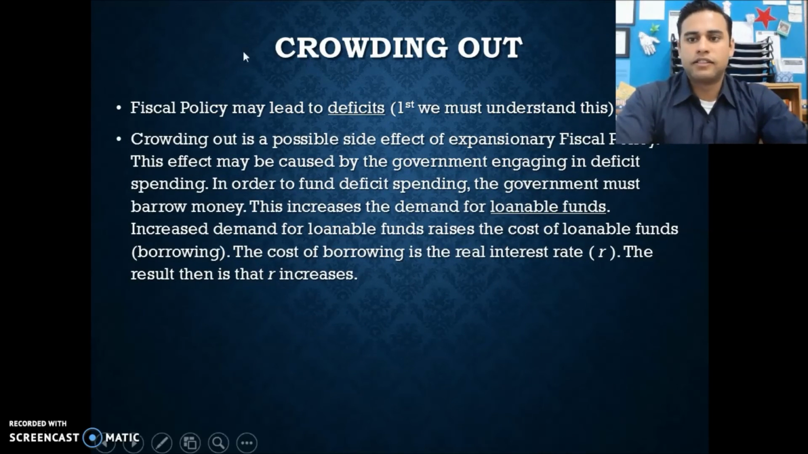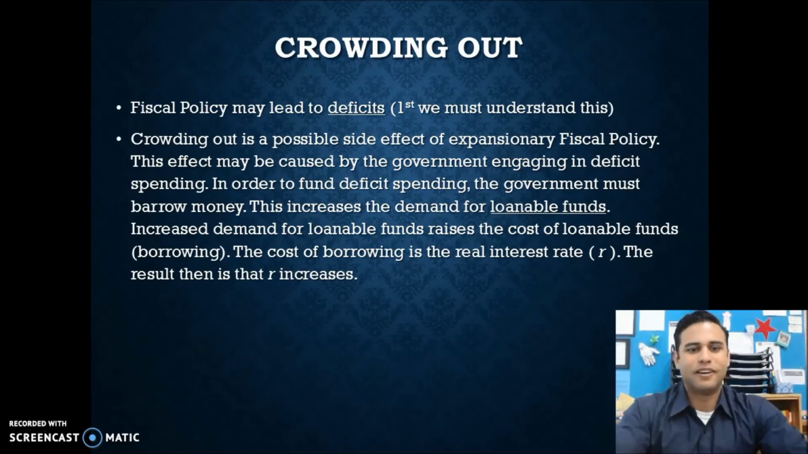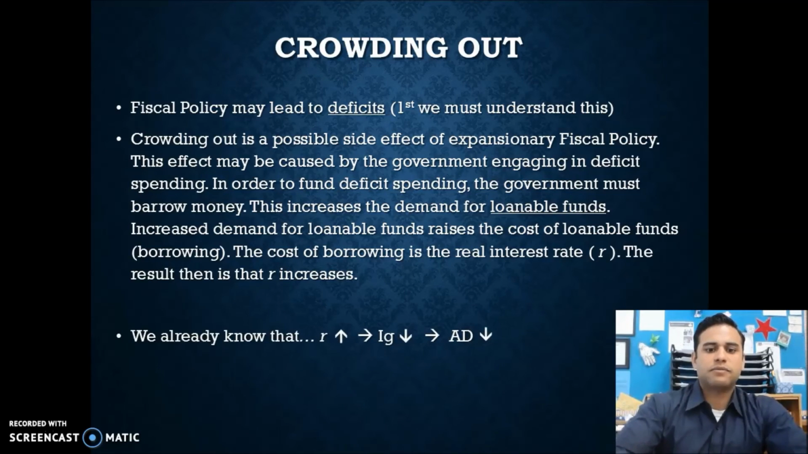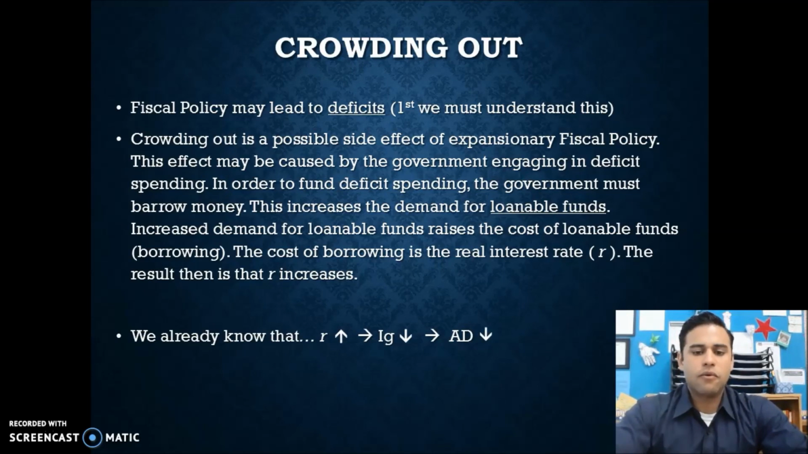Okay? Here's a very long explanation of what crowding out is. It's a possible side effect of expansionary fiscal policy that's caused by the government engaging in deficit spending. In order to fund this deficit spending, the government has to borrow money. This increases the demand for loanable funds. It increases the real interest rate, or the cost of borrowing. Okay? And if the cost of borrowing goes up, then gross private investment goes down. And so we have this relationship here. These symbols briefly describe crowding out and the effect on gross private investment.